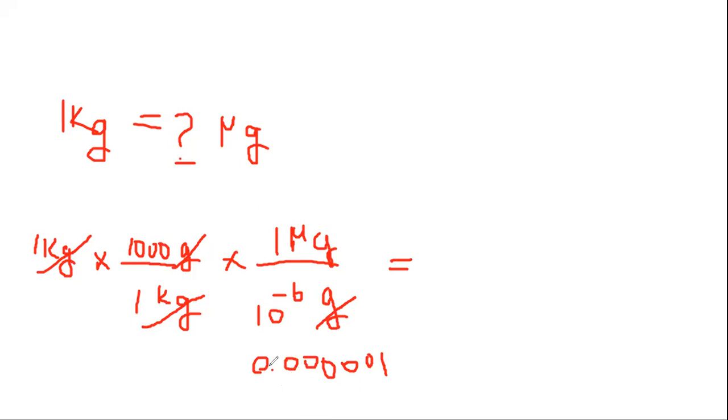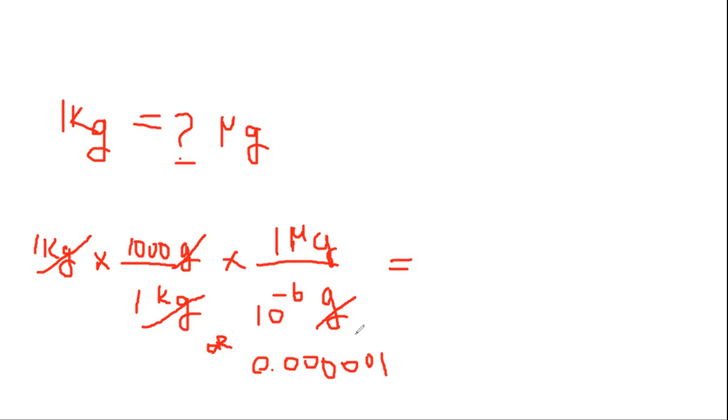If you want to skip the 0, that means how many digits you have moved to the right hand side. This is 1, 2, 3, 4, 5, and 6. So that's why it is written over here, exponent minus 6. So this is the same thing. You can write exponent minus 6, or you can write 0.000001. That is the same thing.